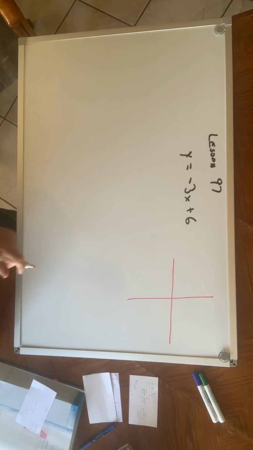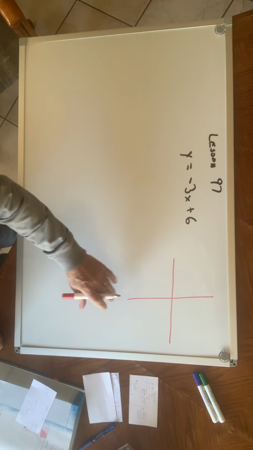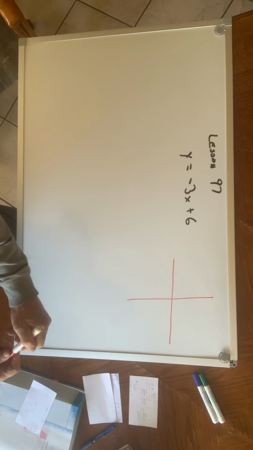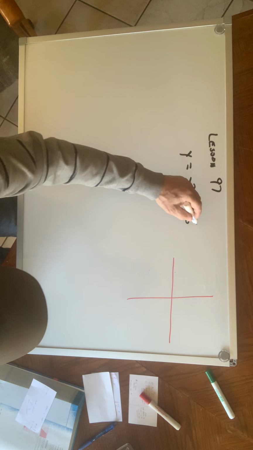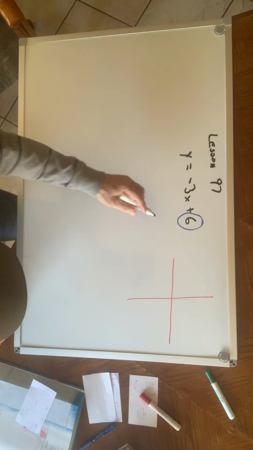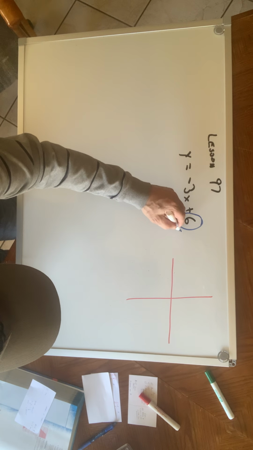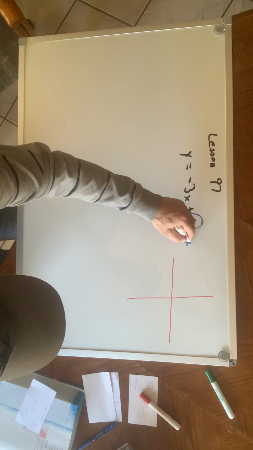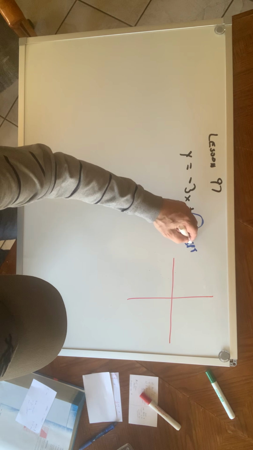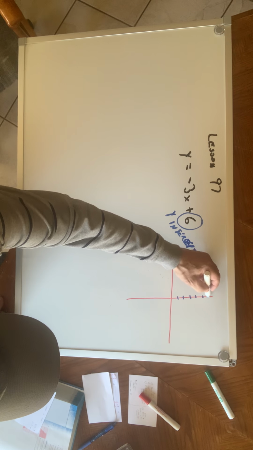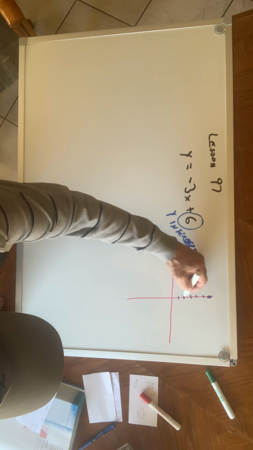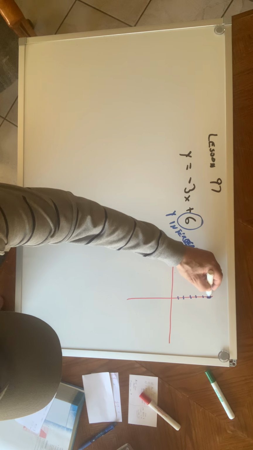we can graph this by looking at this and saying, okay, the 6 is the y-intercept. Okay, so I go 1, 2, 3, 4, 5, 6. There it is right there. 1, 2, 3, 4, 5, 6. Yeah, I got the right spot.